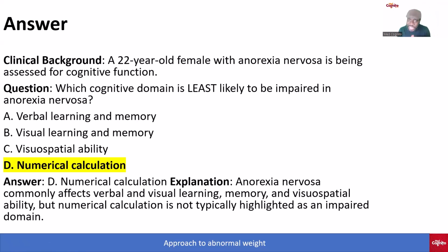Which of these is least likely to be impaired in anorexia nervosa? It is numerical calculation. Anorexia nervosa commonly affects verbal and visual learning, memory, and visuospatial ability. It affects all these. The one which is likely to be least affected is numerical calculation. It is typically not highlighted as an impaired domain. So please, when you are learning anorexia nervosa, ask yourself, what are the domains that can be affected in the patient's cognitive impairments?